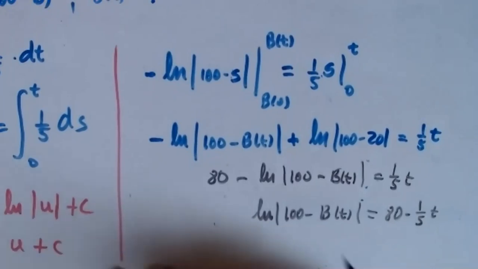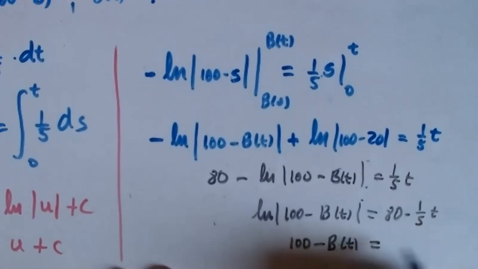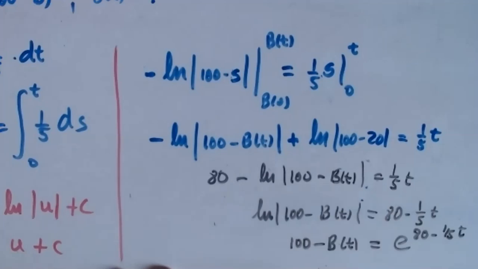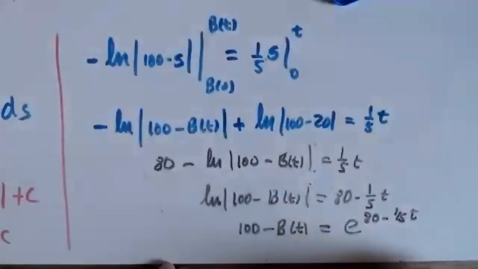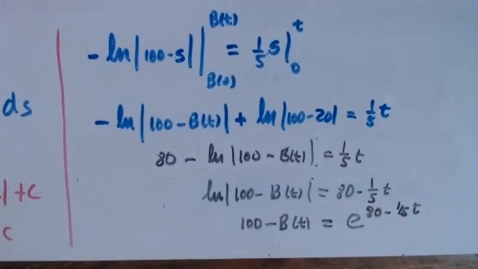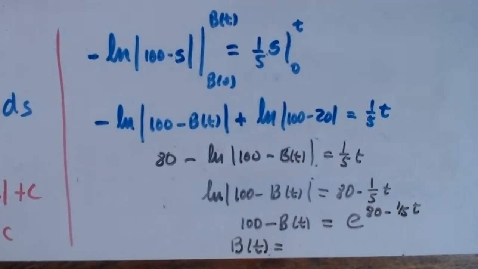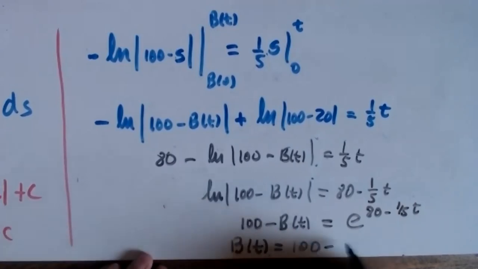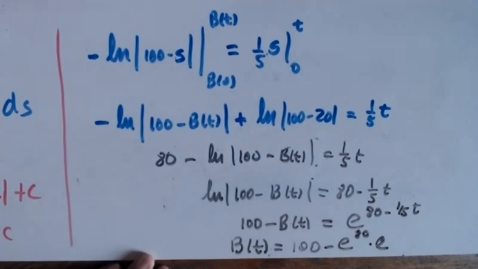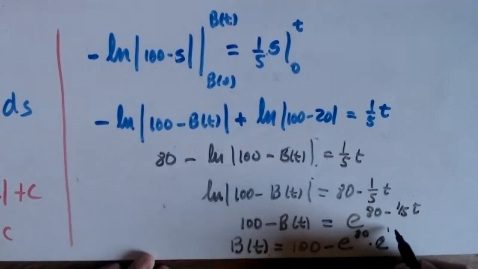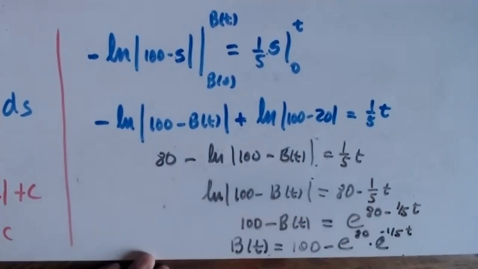How do you remove this with the exponential? So you have 100 minus b of t equals the exponential of 80 minus 1/5 of t, right? And what is the final solution? B of t is 100 minus e to the 80 times e to the negative 1/5 of t.